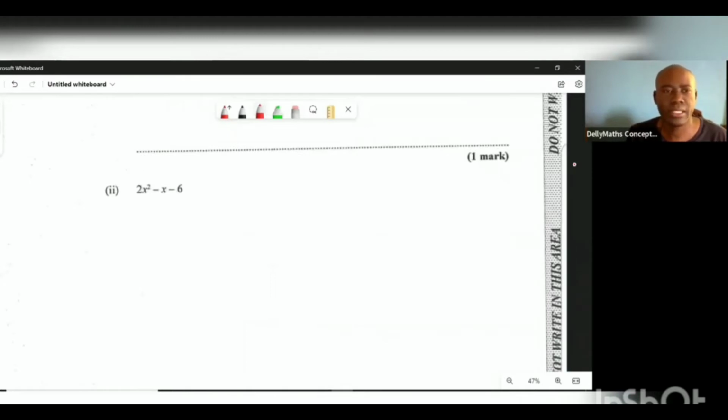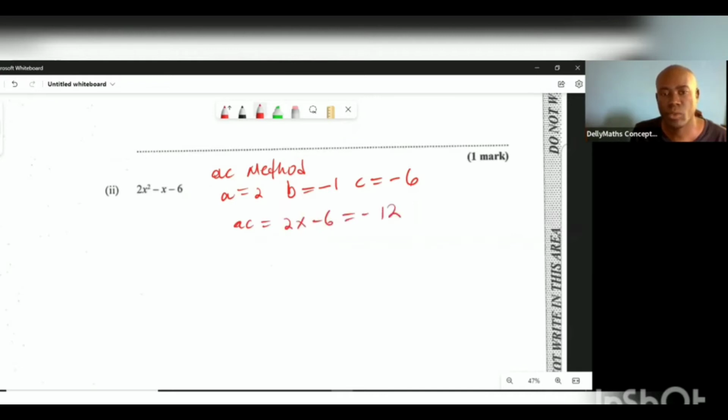So quickly, this one, there's no common factor. It's not 4 terms to do grouping. It's not the difference of 2 squares. We're going to be using the AC method to factorize this quadratic expression. So let us take out a, which is 2, the coefficient of x squared. B is the coefficient of x, which is -1, and c is the constant term. So AC is equal to 2 times -6, which is equal to -12.